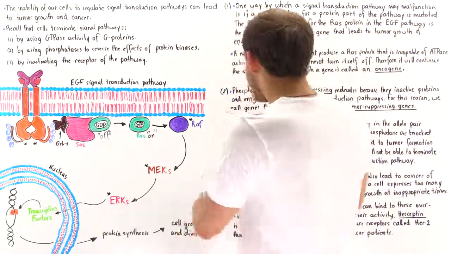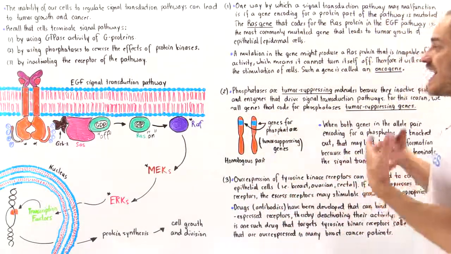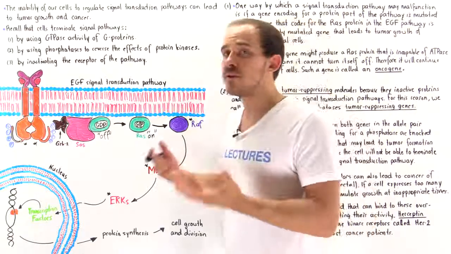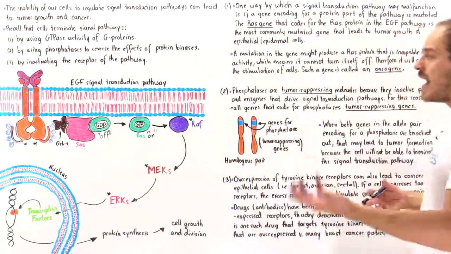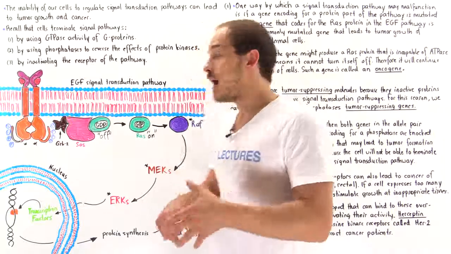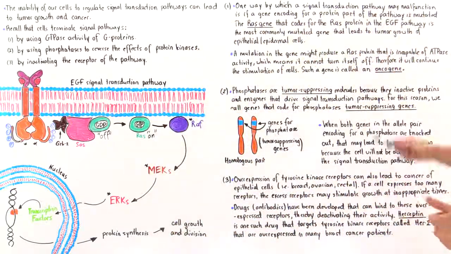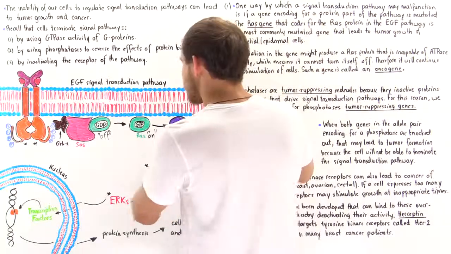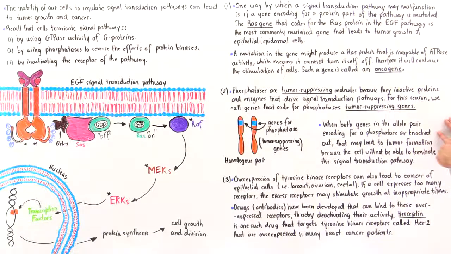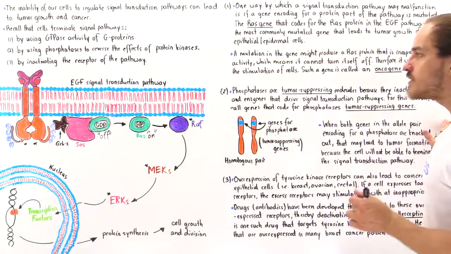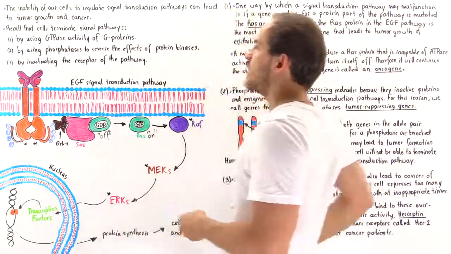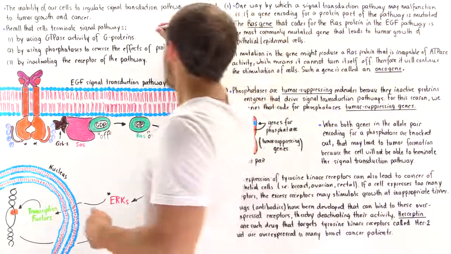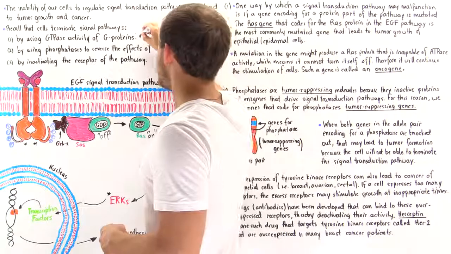Now, what happens if both of these genes are for some reason inactivated, are for some reason mutated or blocked? So it can be some type of chromosomal abnormality, so a deletion, an insertion, a movement to some other chromosome, and so forth. So when both of these genes in the allele pair encoding for a specific type of phosphatase that inactivates some specific type of molecule in this process are actually knocked out or destroyed, that may lead to tumor formation because the cell will not be able to correctly terminate that process by using these phosphatases. So we know how abnormality can lead to cancer here as well as here.